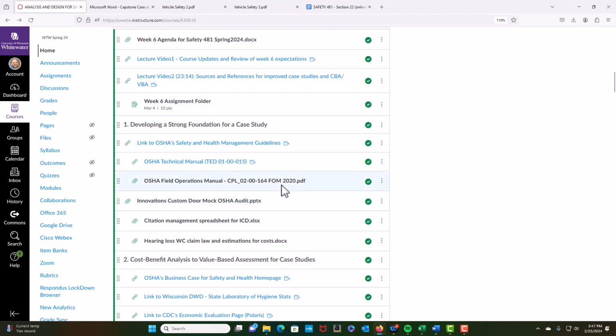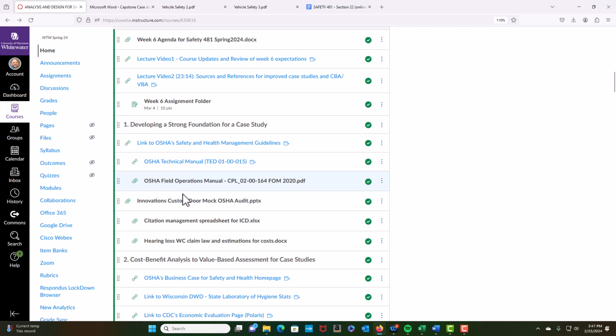Now, some of these resources were provided last week. I didn't see that many of you review them. Only 2 people, I think, out of the whole class did. So I'm bringing them back, because as you are developing your case study, it needs to have a reference to something that is substantiated. So I provided the Safety and Health Management Guidelines, the OSHA Technical Manual, and the Operations Manual, if you're going to be referring to it as a potential OSHA violation.